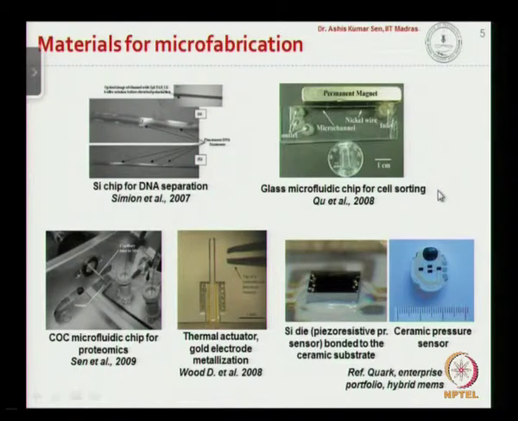Here are some of the examples of different materials that are used to fabricate microfluidic devices. Here is an example where a silicon chip is used to separate DNA, and the second example where a glass microfluidic chip has been used to sort cells inside microfluidic channels. Here is an example where cyclic olefin copolymer, which is a polymer, has been used to analyze proteins, and here is an example of where metals have been put in micro devices.